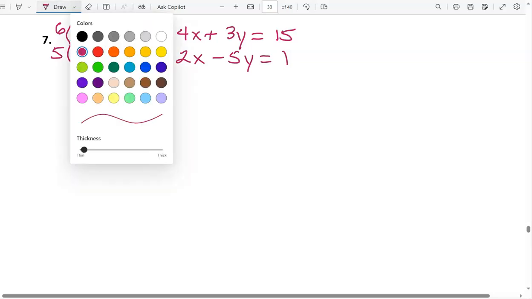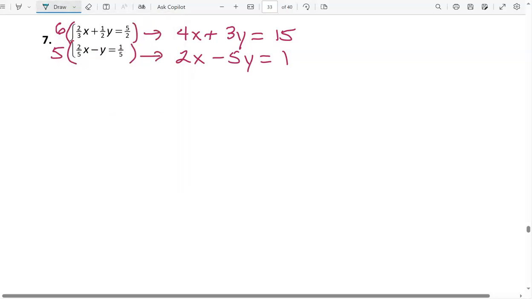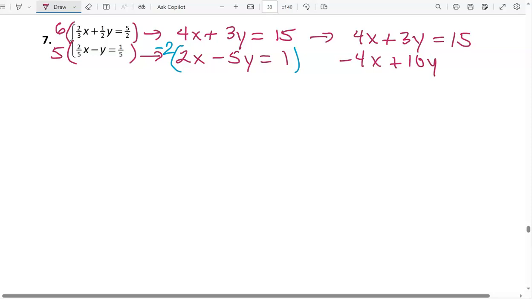We can now multiply again to get opposite coefficients. So I'm going to multiply that second equation by negative 2, and bring over the first one. 4 times x plus 3 times y is equal to 15. And multiplying through on the second equation gives us negative 4x plus 10y is equal to negative 2. Adding, 13 times y is equal to 13. So that gives us a y value of 1.